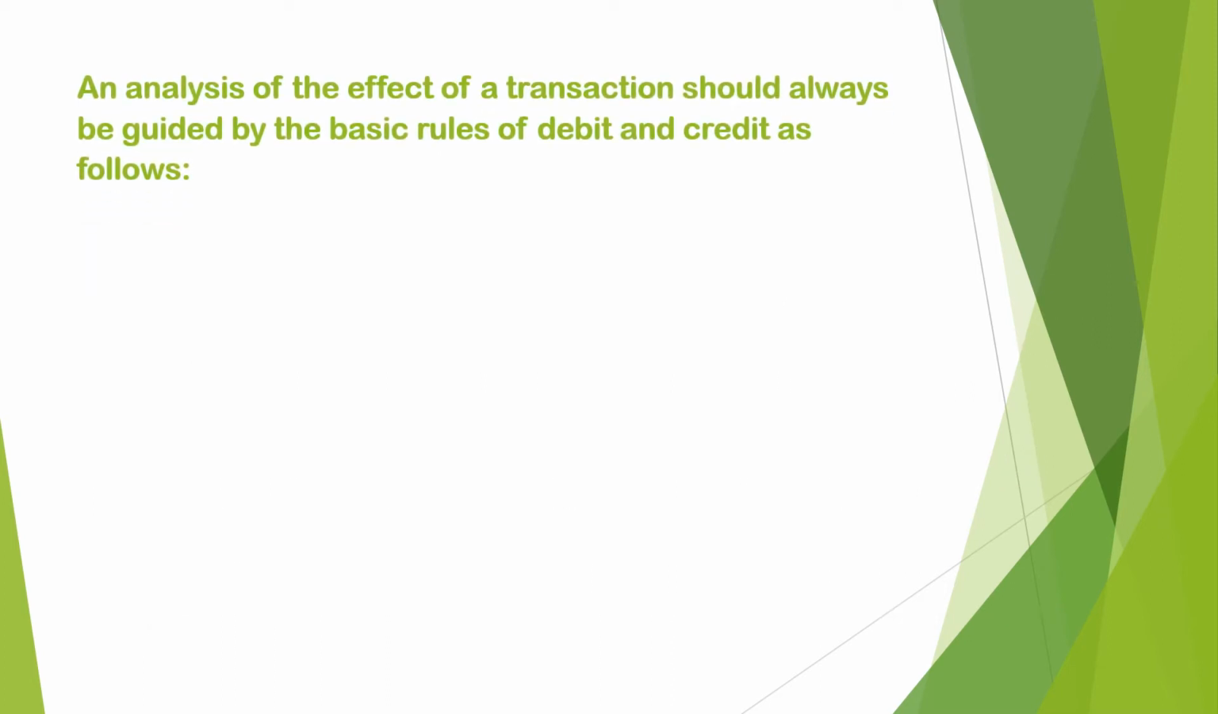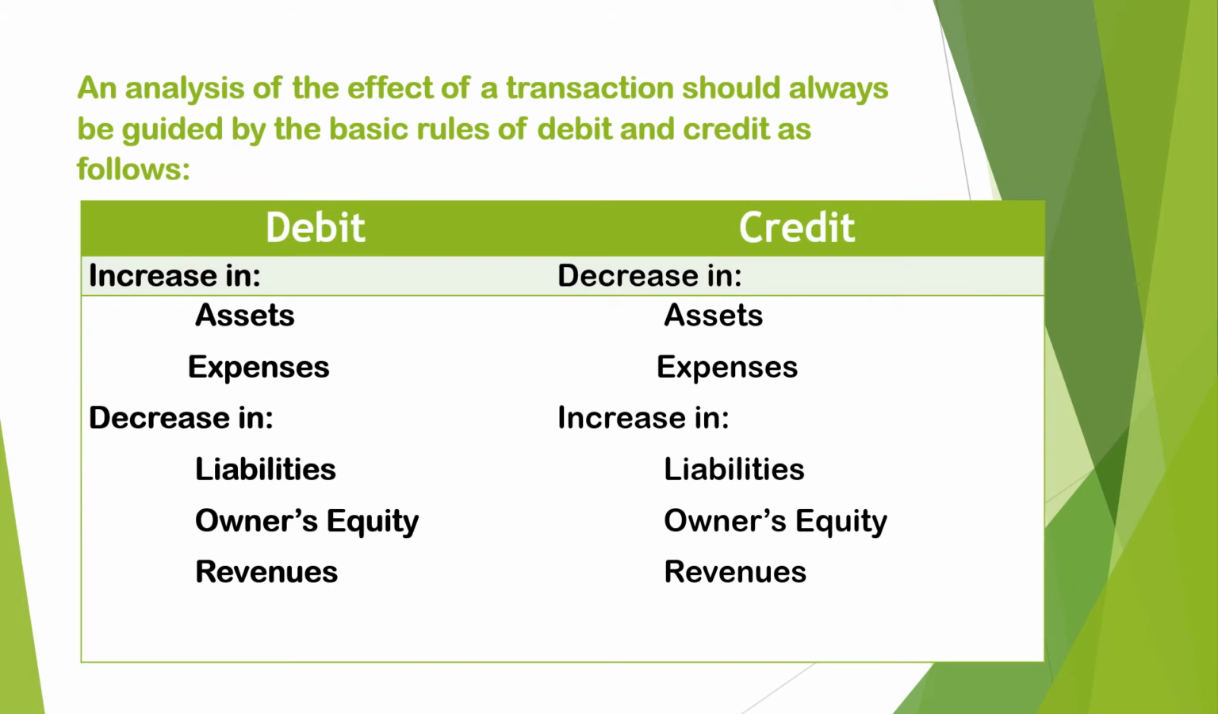So, an analysis of the effect of transactions should always be guided by the basic rules of debit and credit as follows. So, tingnan po natin ha. Whenever there is an increase in asset and expenses, lagi po natin siyang i-debit. Kung may decrease in liabilities, owner's equity, and revenues, i-debit din po natin. Kung may decrease in asset naman or expenses, credited po siya. Kung meron pong increase in liabilities, owner's equity, and revenue, i-credit mo naman po siya. So, mahalagang tandaan po natin ito.